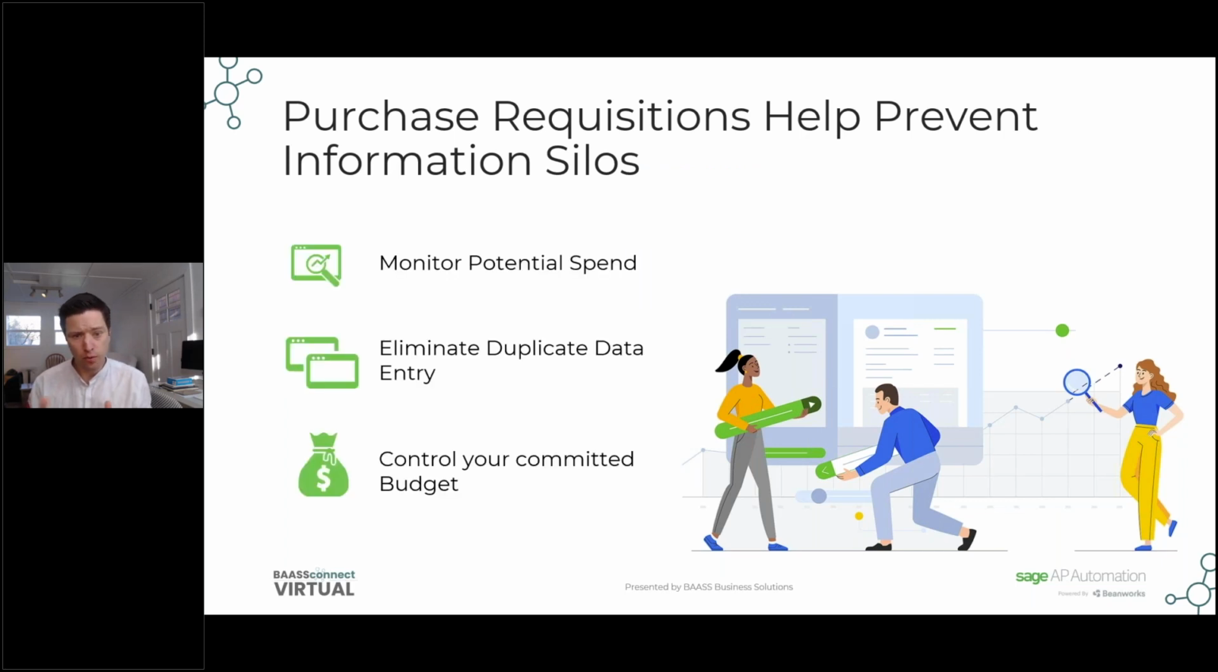So next, requisitions will help you prevent information silos from forming by giving all departments a centralized way of making a purchase. With this process in place, your finance team will be able to monitor the potential spend, capture all of the relevant data, and gain more control in order to meet their budgets.